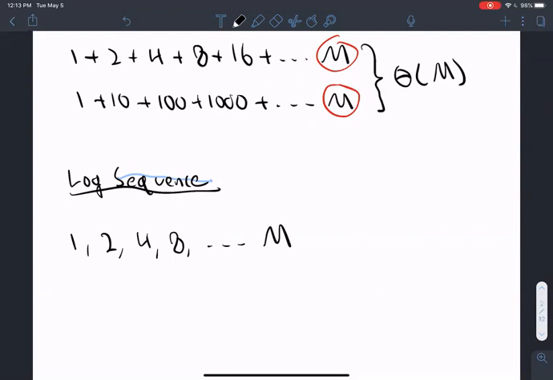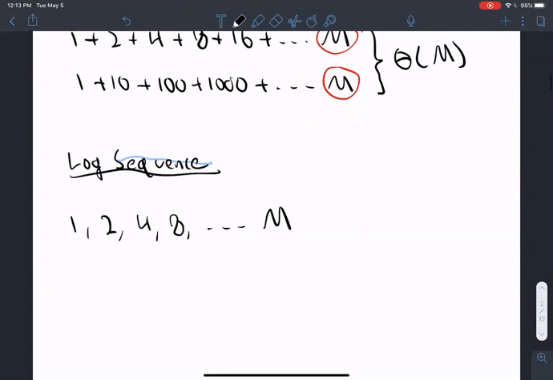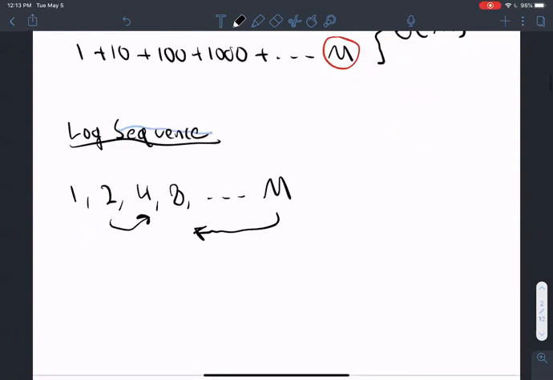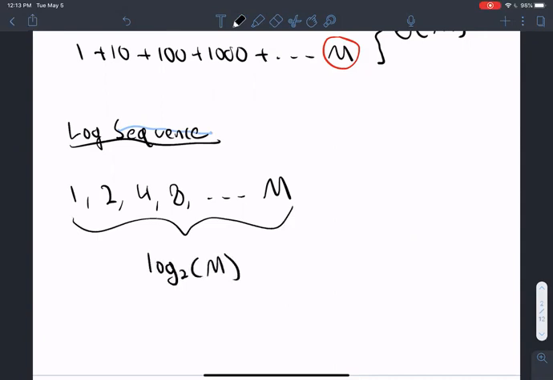So it's not m terms, because it would be m terms if we did 1, 2, 3, 4, 5, etc. But here we're hopping by 2. I like to think of it backwards. If I want to go from m all the way to 1, where every term I go back, I need to divide by 2. How many times do I need to divide m by 2 to get 1? That's just the definition of log, in this case log base 2. So that's log base 2 of m, and we only care about the theta, which is theta of log m.